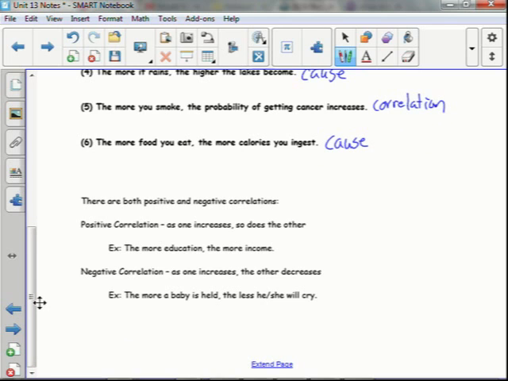Positive, as one increases, so does the other. Think about your slope lines. And negative correlation, as one increases, the other decreases. So here we go. The more a baby is held, the less he or she will cry. So this is a negative correlation. Very similar to slope. Okay, a lot of stuff there.